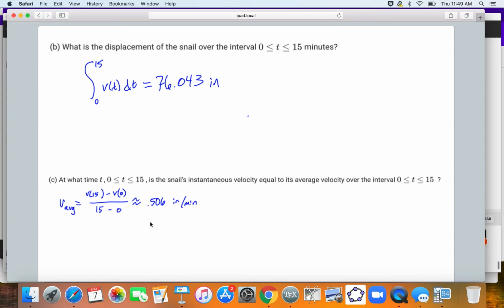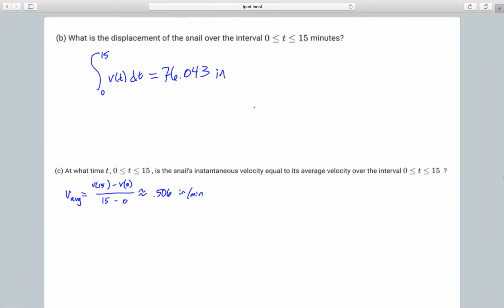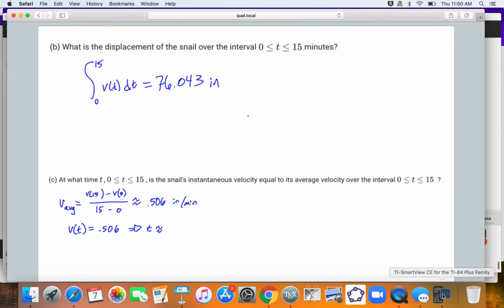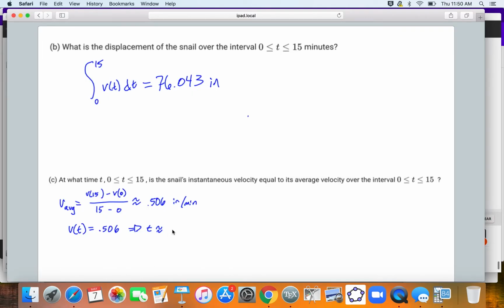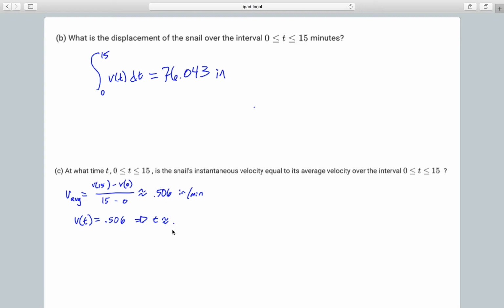So let's go back here. We'll say we set v of t equal to 0.506, which yielded t is approximately equal to, and I already forgot what the number was, 0.660. All right.